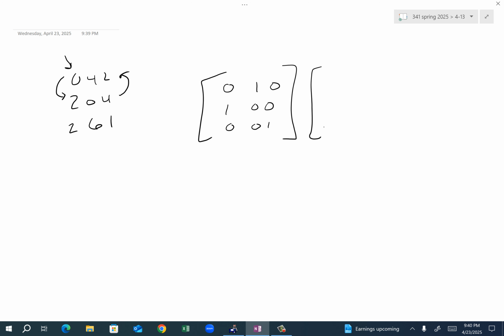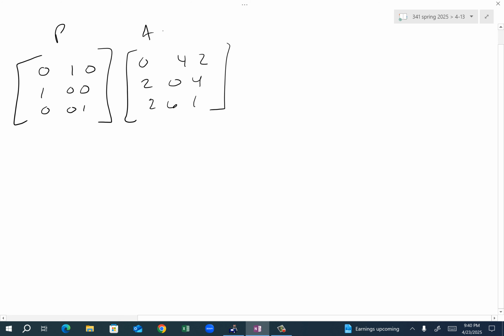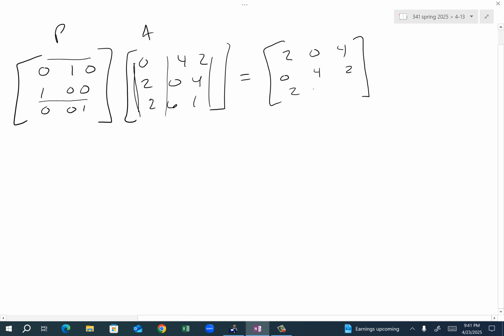So if I take this guy times my A matrix, which is 0, 4, 2, 2, 0, 4, 2, 6, 1, what I will end up with is, again, P times A. That says take this row times this column, and all you're going to get is a 2. And the next one over, you're going to get just a 0. And the next one over, you're going to get just a 4, because that's the middle row, yes? On the next, this guy times this guy, you're going to get a 0, and then a 4, and then a 2. And on the bottom row, you're just going to get 2, 6, 1. Okay? So this is PA.